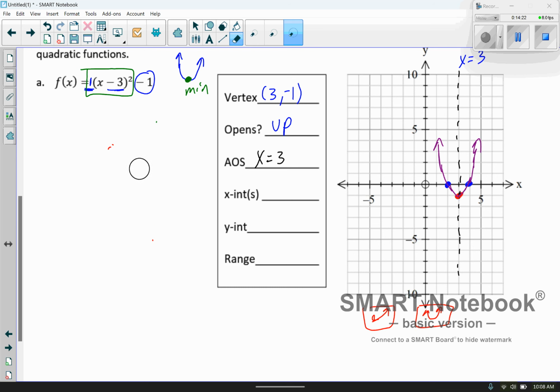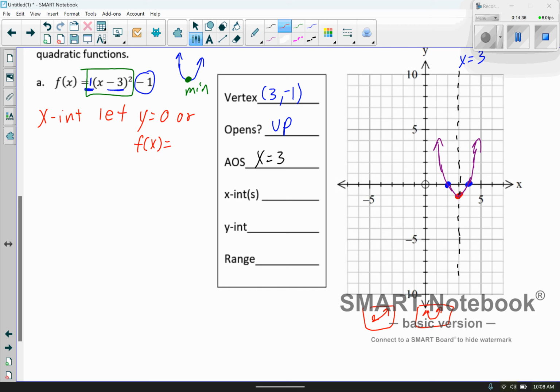Okay, so if you want to find an x-intercept, by definition, you have to let y equal 0, or in this case, you let f of x equal 0, because remember, f of x is just function notation for y, right? So what I'm going to do is set this. I'm not letting x equal 0. I'm letting f of x be 0. I'm letting y be 0. So 0 equals x minus 3 squared minus 1.